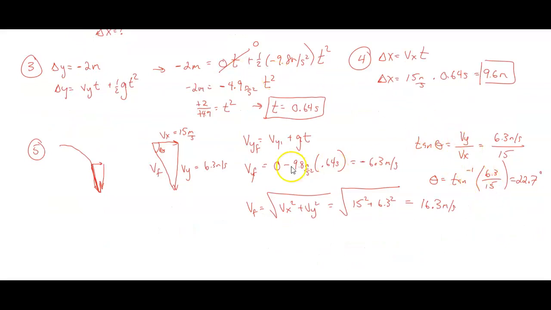We know the angle is 22.7 degrees. We can combine these then and say that the final velocity that it hits the ground with would be 16.3 meters per second at an angle of 22.7 degrees below the horizontal. And that just tells us it's coming downward instead of going upward.